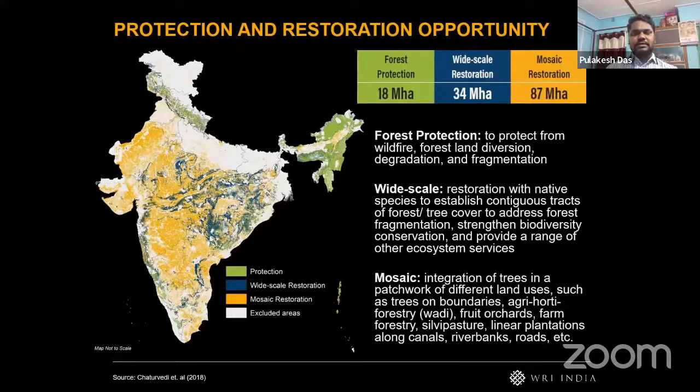the agricultural lands which are closely associated with these highly dense populated areas, those have been removed. So you can see the exclusion principle has removed the socially and ecologically important areas from this restoration. So excluding them, about 140 million hectares in India have a potential for landscape restoration, which includes 18 million hectares for forest protection and wide-scale restoration in 34 million hectares, and mosaic restoration, which is the croplands and other commons lands, have a potential of 87 million hectares under this category.